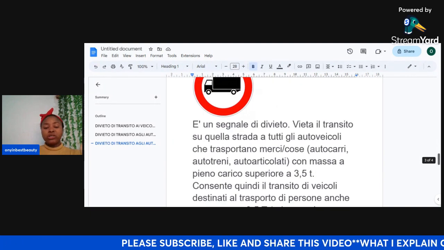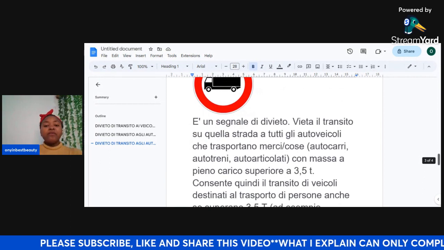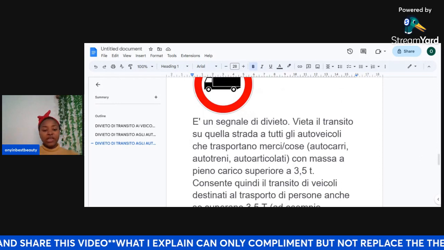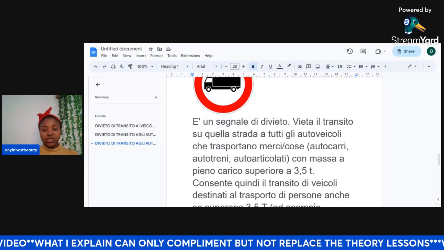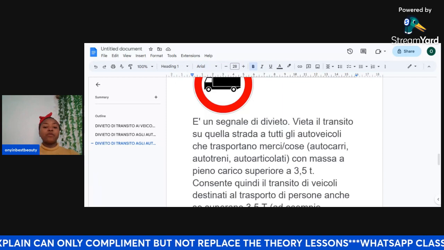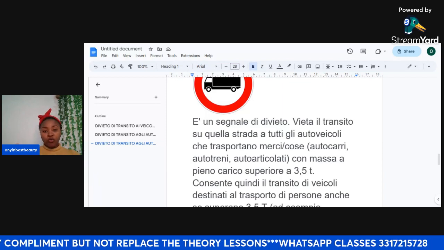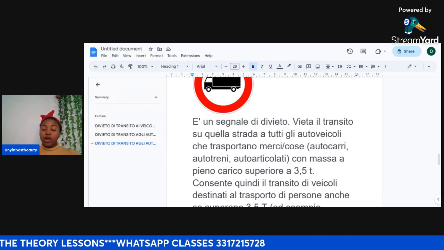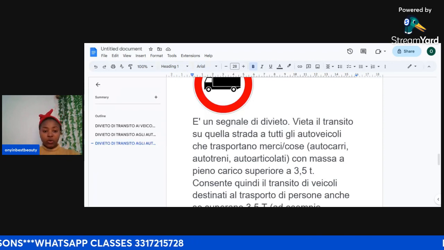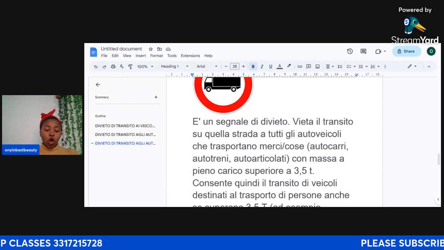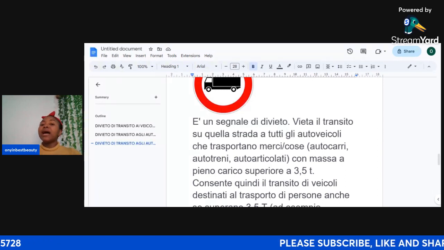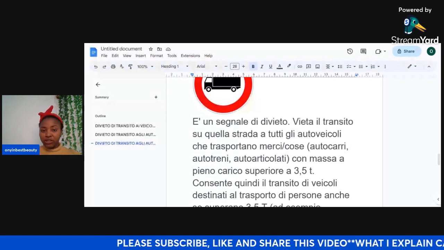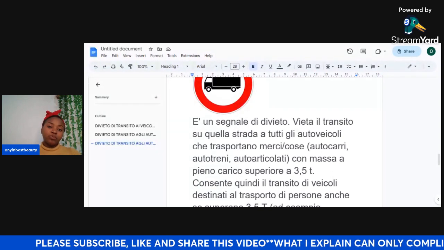Now, è un segnale di divieto, of course. Vieta il transito su quella strada a tutti gli autoveicoli che trasportano merci, cose. Okay, now it forbids the transit on this road of all auto vehicles that transport goods, okay, and that transport things. Now, autocarro is an example, autotreno is another example, autoarticolati, another example. Okay, guys, now it forbids these vehicles because they transport things and, of course, they transport goods.